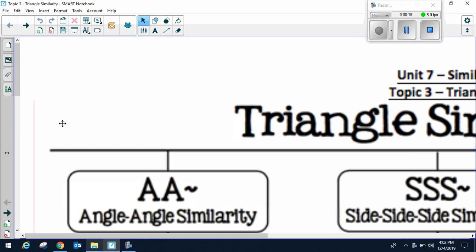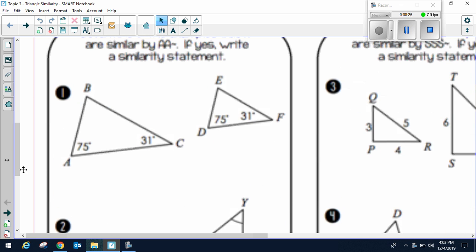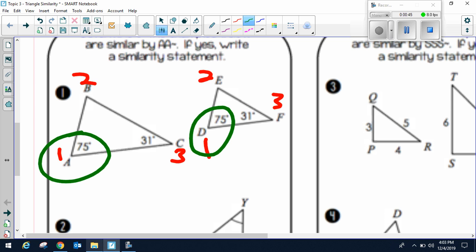What angle-angle states is basically if I have two angles congruent to two other angles in this other triangle, then the triangles are similar. So let's go down to the bottom down here. And again, these go basically in alphabetical order. So if I number this A as 1, B as 2, C as 3, then over here it would be D as 1, E as 2, F as 3. They pretty much go in alphabetical order. And you can see here that angle 1 or angle A is 75 degrees, and that's the same over here in angle D. So they're in the same spot, so they're congruent.